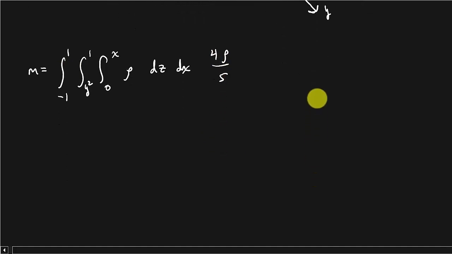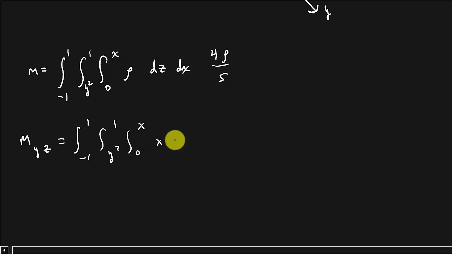And then if we want m_yz, well, it's going to be the same thing. Your limits on your integrals are going to be exactly the same. It's just we're going to do x. Ooh, and this should be a dy right here. We're going to do x times rho times dz times dx times dy. And that should be 4 times rho over 7.